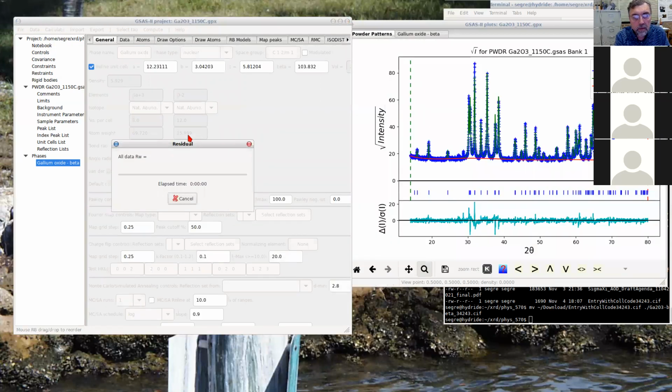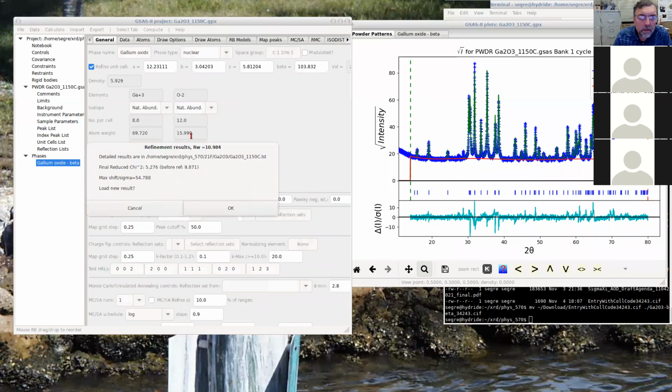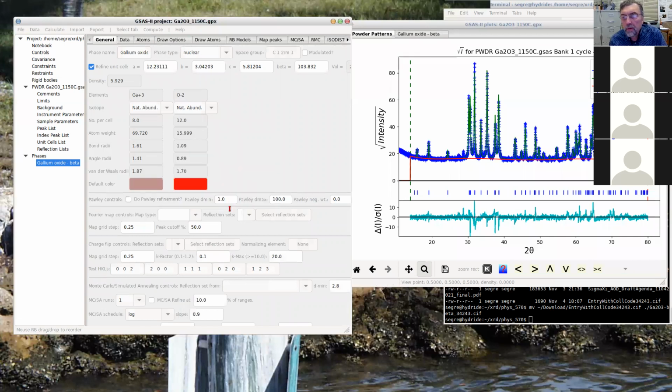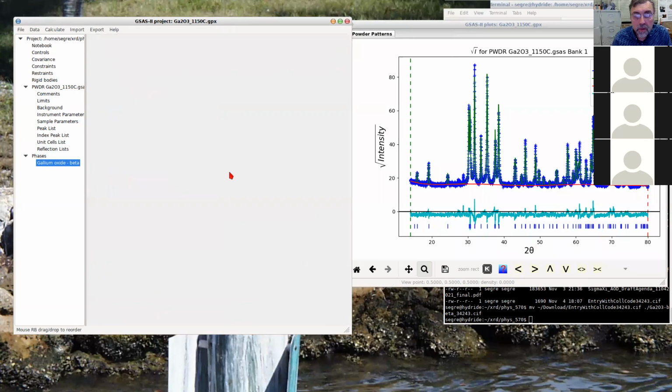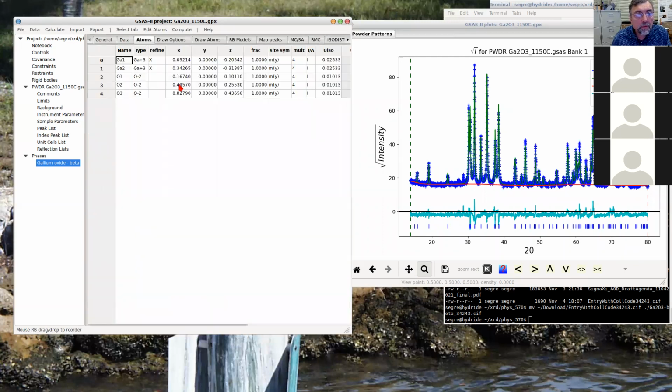And let's see how we get. Remember, we were down about 10. We'll see if this improves significantly. Not a lot. It doesn't actually improve much at all. I don't think it even improved. It just went a little bit higher. And so the atoms moved around a little bit, but not a lot.